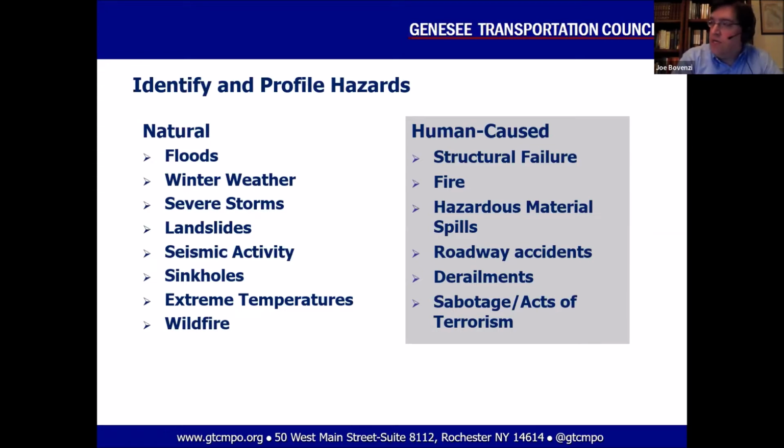As for human-caused hazards, I used to say man-made, but I was told that's no longer an appropriate term, and now it's human-caused. Again, I don't think there's anything really surprising here. Hazardous material spills are probably one of the big ones. Train derailments, structural failure. Unfortunately, going back to, for example, the I-35 bridge collapse in Minneapolis back in 2007, that's always an issue throughout our transportation system. So we need to do everything we can to prevent those kinds of incidents from happening.